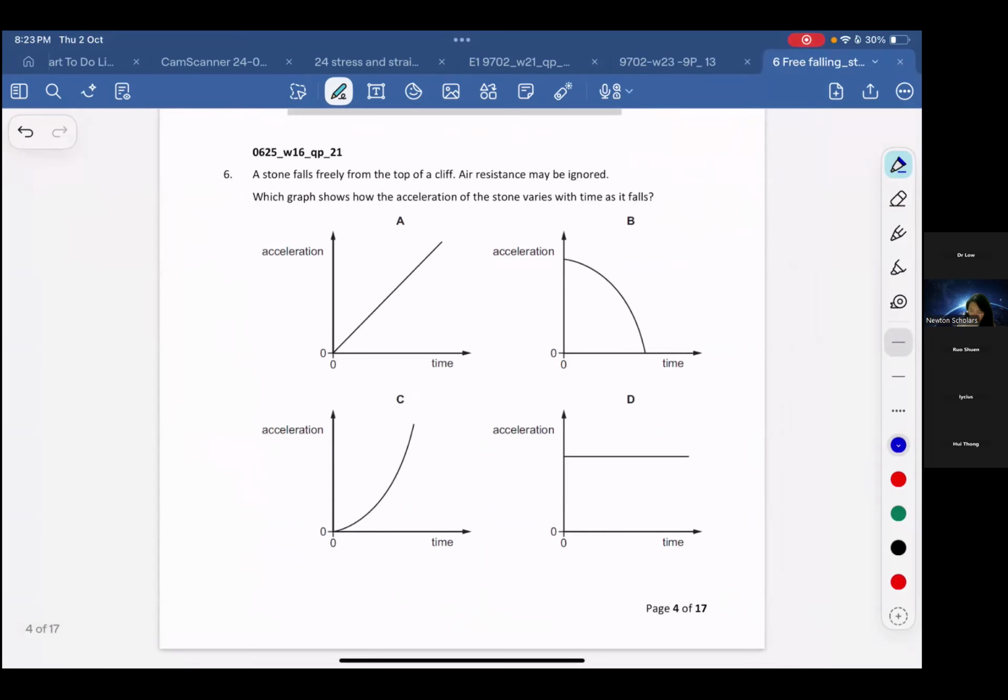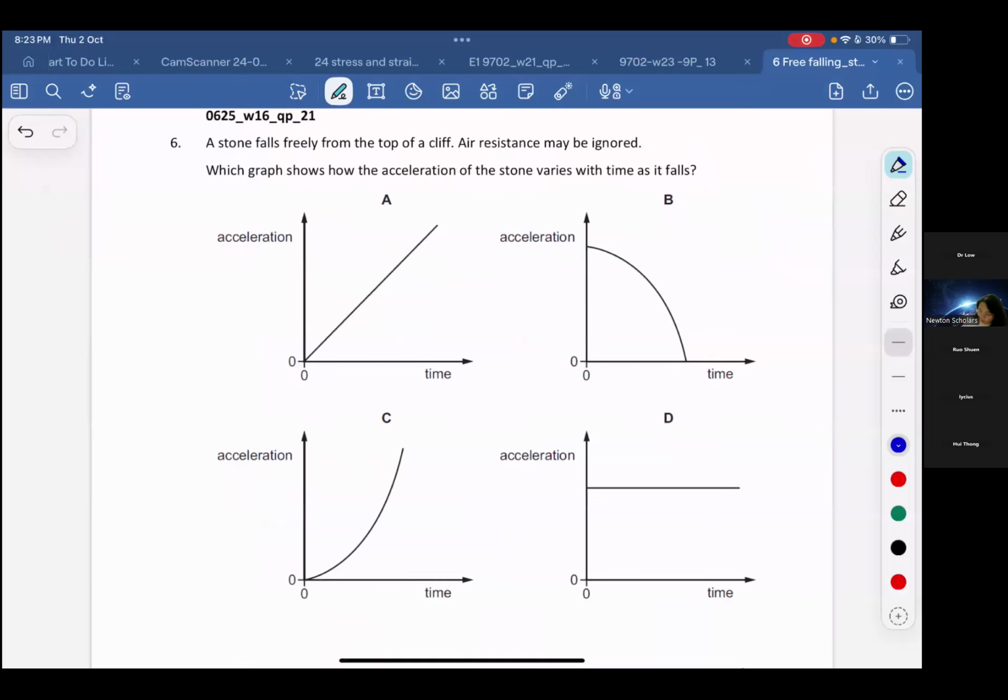Okay. Number 6. Free fall. And air resistance may be ignored. So here, can you tell us which graph shows how the acceleration changes? A, B, C, D.